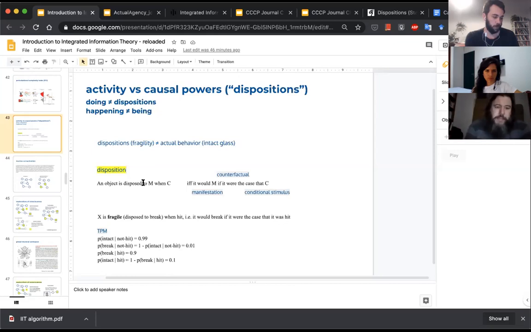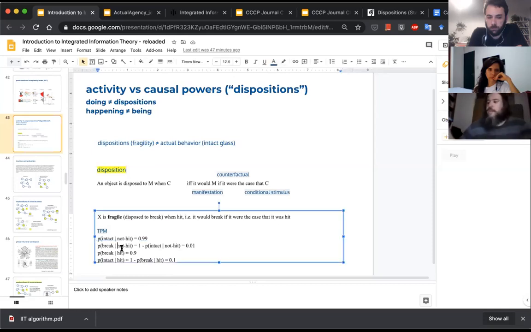The way IIT frames it, it's about constraining and counterfactuals in the end. The normal way this is formalized is: an object is disposed to M when C. So it is disposed to manifest, like break, for example, when a certain stimulus appears. It's this kind of counterfactual phrase that is normally used to explain a disposition, right? And then you could think about the TPM as coding all dispositions of a system, under every state, what happens next.